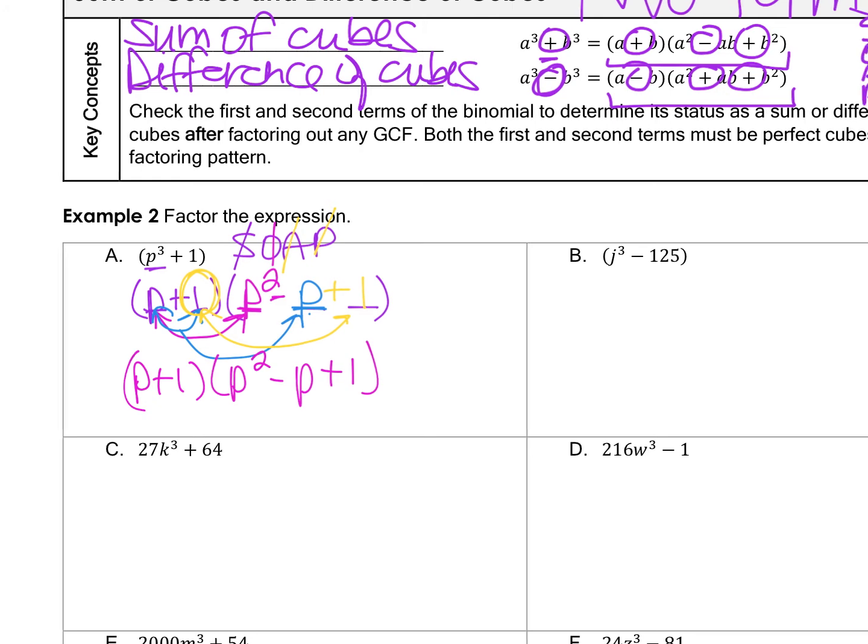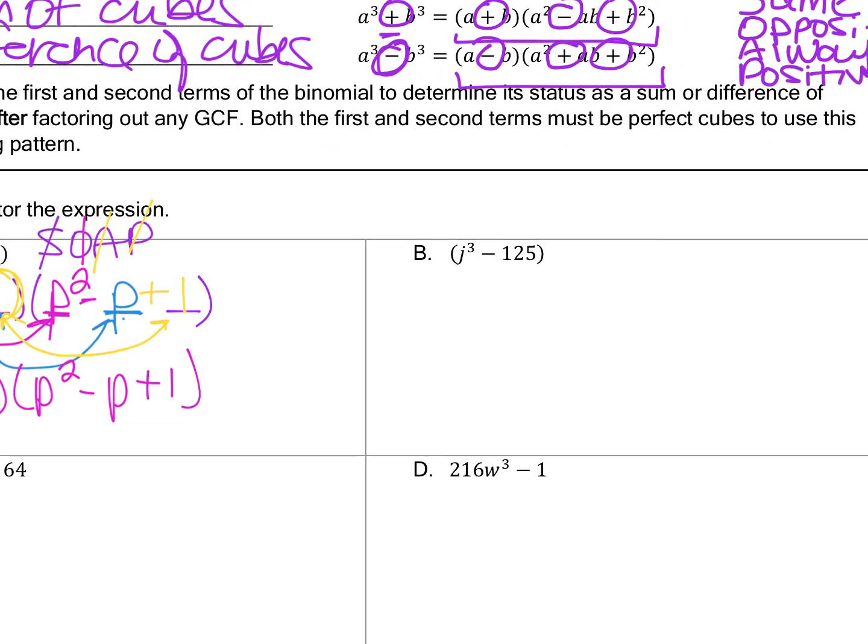Okay, let's take a look at part B. So notice we have two terms. They don't have a GCF. Remember, always check that first. They don't have a GCF. So notice they're cubes, and we're subtracting. 125 is a perfect cube. 5 times 5 times 5 is 125. So I'm going to set up my binomial and my trinomial.